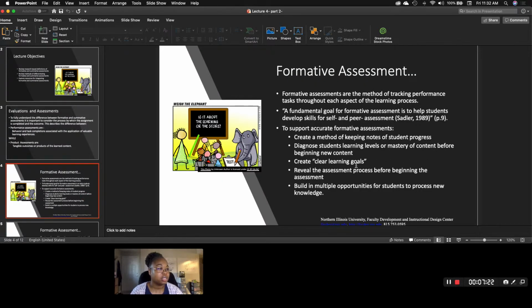Remember that formative assessments are the method of tracking performance tasks throughout each aspect of the learning process. So one of the fundamental goals for formative assessment is to help students develop skills for self and peer assessment. It should be a development process. It shouldn't be an assessment of their final outcome. To support accurate formative assessments, it's important for you to do the following things.